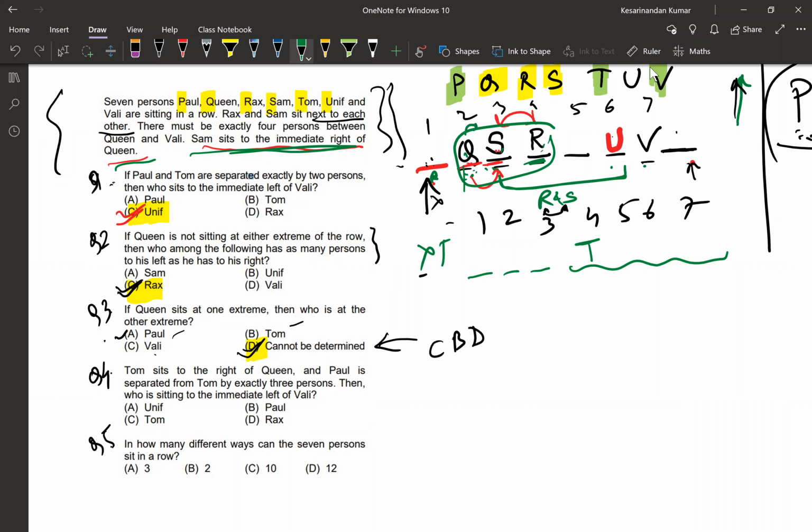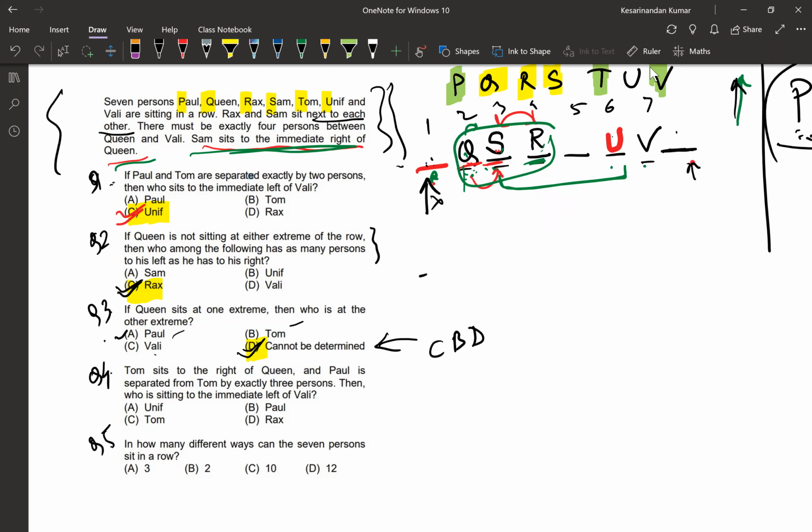Now is it possible for Paul to sit here? Casey, can you please just redraw or new one? Actually, it becomes too much mess. Okay, sure. I'll use the fresh one.